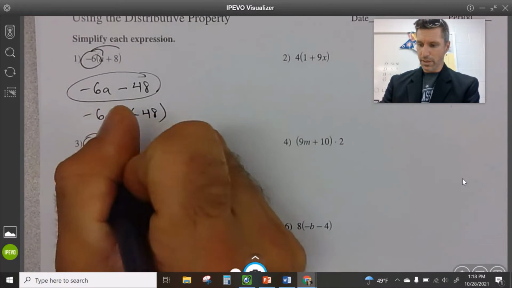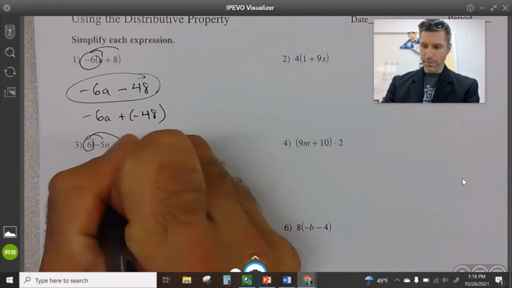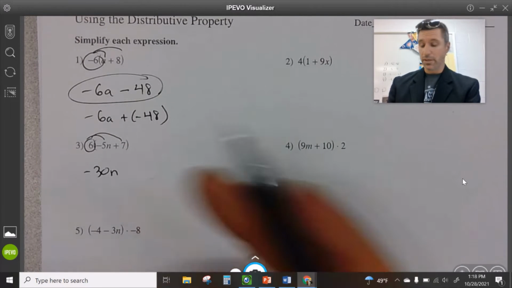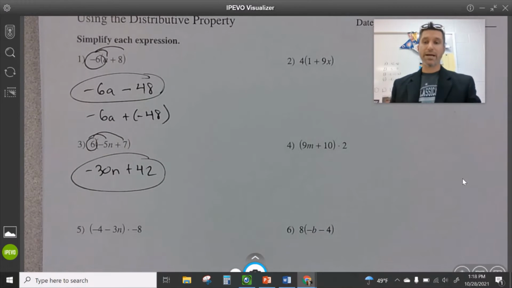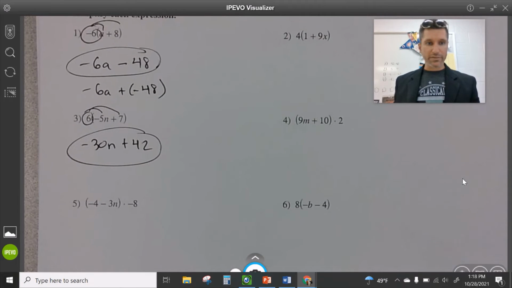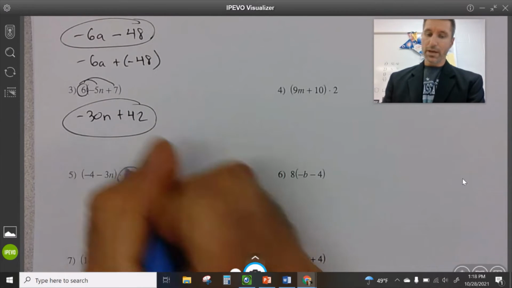Here we go. 6 times those two, blow up the parentheses, -30n. 6 times -5, that's a negative result. 6 times 7 is 42. Cannot combine those because they're not like terms because they don't both have the n, so you're just going to leave it like that. Whoa, say what? They put it on the wrong side. Actually, I really don't care.